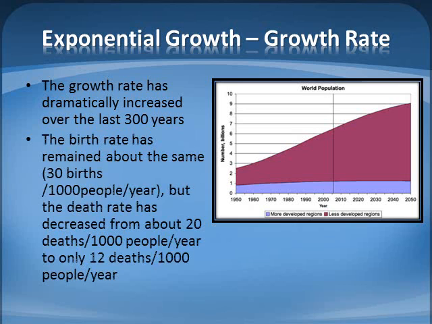So overall, the birth rate in the world has remained about the same. 30 births per 1,000 persons per year is the rate that I've given here, but the death rate has been dropping from about 20 deaths per 1,000 people to about 12, and that's going to make a difference to your overall population, keeping in mind that the birth rate is not changing. If they're both going down, then we would have a stable population growth, but that's not the case.